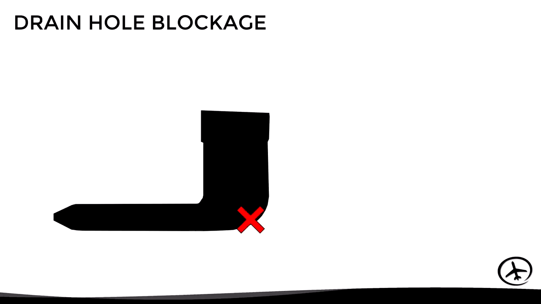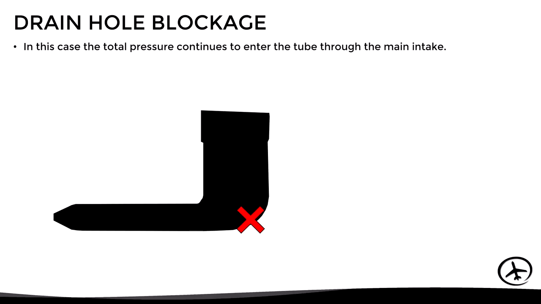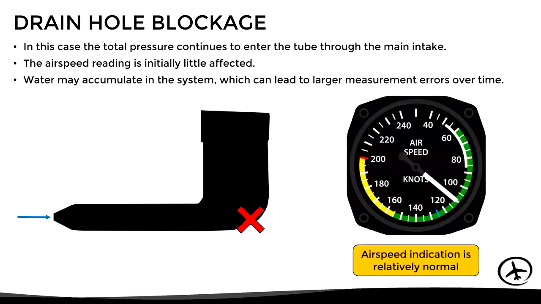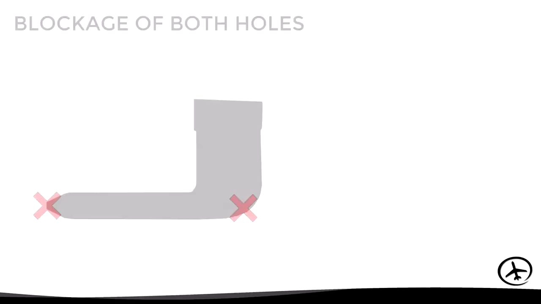Let's now move on to the second case. Here only the drain hole is blocked. In this case, the total pressure continues to enter the tube through the main intake. So we could say that the airspeed reading will be relatively normal. However, one thing to keep in mind is that water can accumulate inside the tube, which may lead to large measurement errors over time. Now, let's look at the last case.